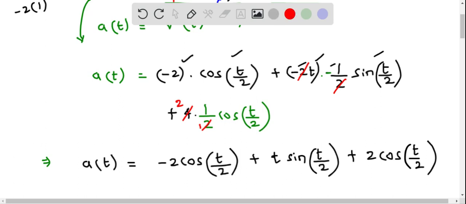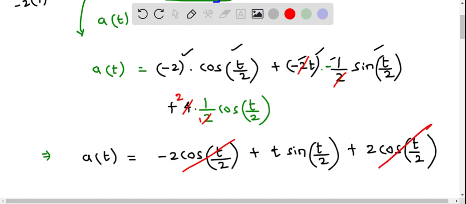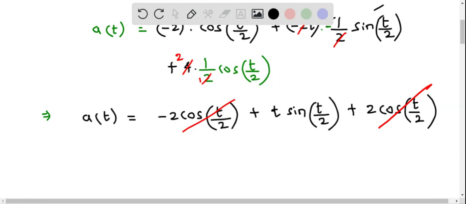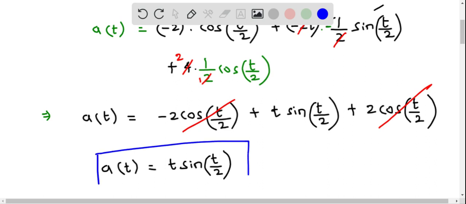We see that we have like terms but with opposite signs. We have negative 2 cos t by 2 and positive 2 cos t by 2. These cancel out. And finally, we get the expression for the acceleration function, and this equals t sine t by 2. This represents the acceleration function. So answer choice D is correct.